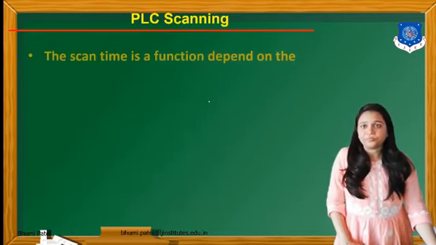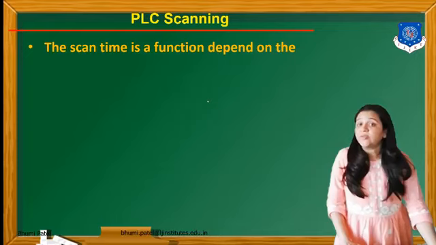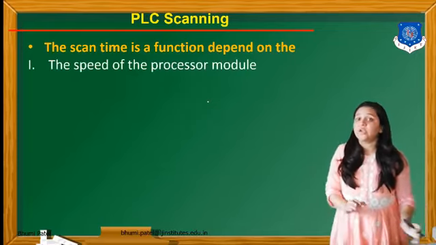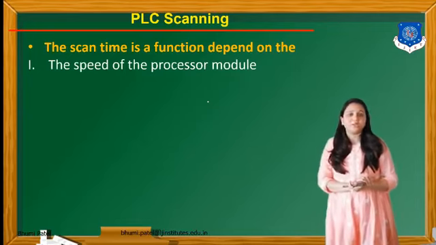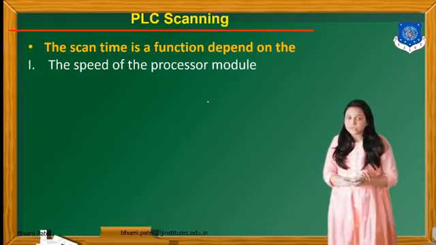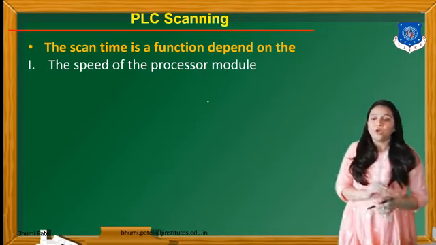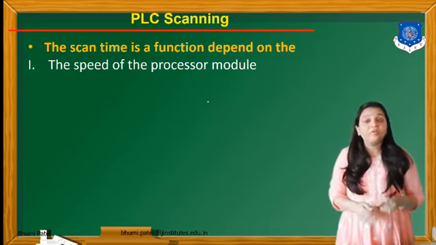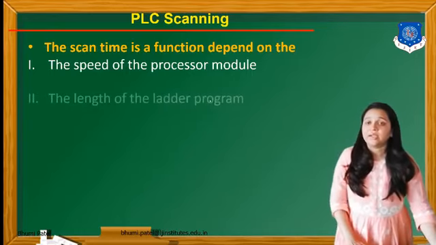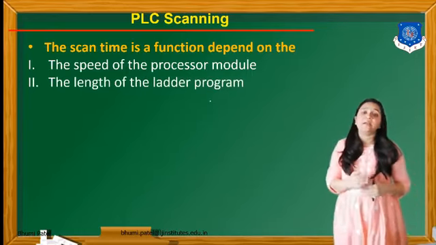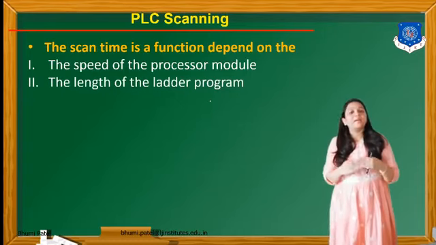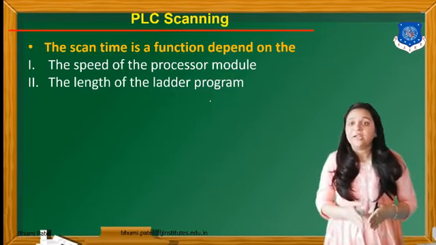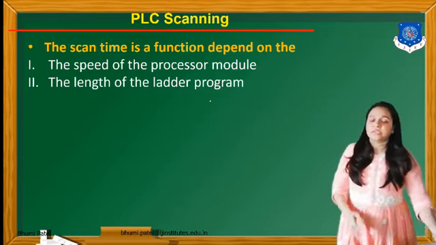The scan time is a function that depends on four things. The first one is the speed of the processor module. Whichever type of processor we have used on the particular system, its speed will decide the scan time. The next thing is the length of the ladder diagram. If we have a 10 line ladder diagram and another program is 20 lines, the length will also affect the scan time.